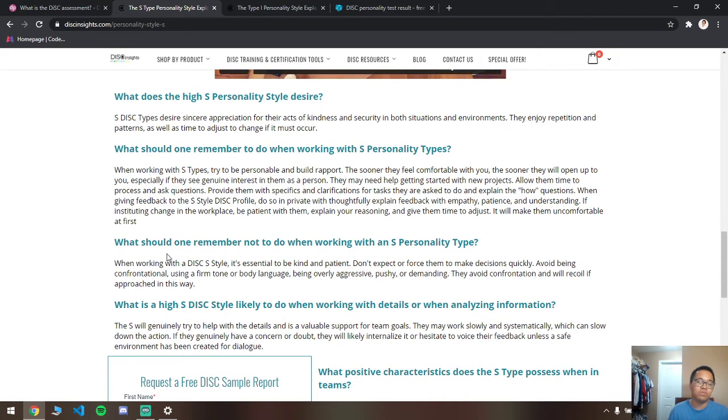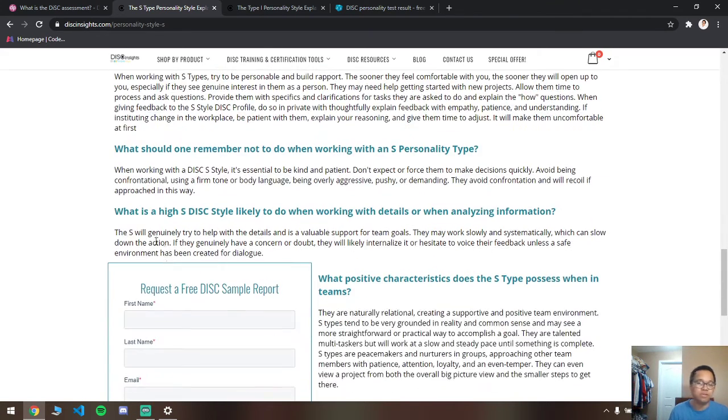What should one remember not to do when working with the S personality? When working with the S style, it's essential to be kind and patient. Don't expect or force them to make decisions quickly. Avoid being confrontational, using a firm tone or body language, being overly aggressive, pushy, or demanding. They avoid confrontation and will recoil if approached in this way.